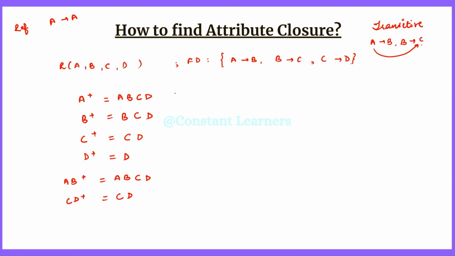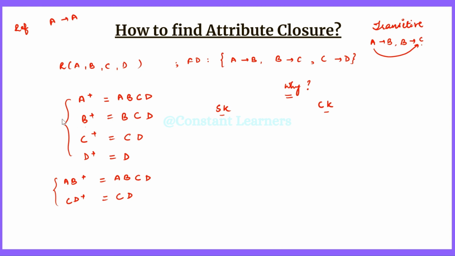Correct? Now, why do we need attribute closure? Why do we need to find attribute closure? What is the purpose? To find the super key and the candidate key. We are using attribute closure to find the super keys and the candidate key. Now, out of these attributes, we found these attribute closures, right? Out of these attributes, which attributes can be selected as the super keys?